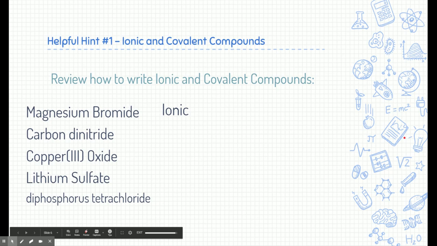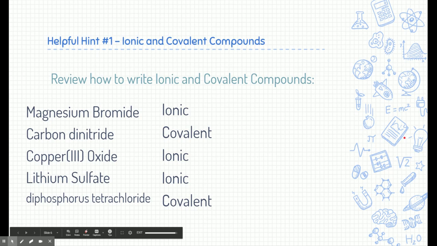Carbon dinitride is a covalent compound. We know this because carbon dinitride is made of carbon and nitrogen, which are both nonmetals. So ionic compounds have a metal and nonmetals in them. Covalent compounds only have nonmetals. Copper three oxide, there's a metal and a nonmetal, so that's an ionic compound. Lithium sulfate is a metal and multiple nonmetals, so that's an ionic compound. And then diphosphorus tetrachloride, that's phosphorus and chlorine, so that's only nonmetals, which makes it a covalent compound.